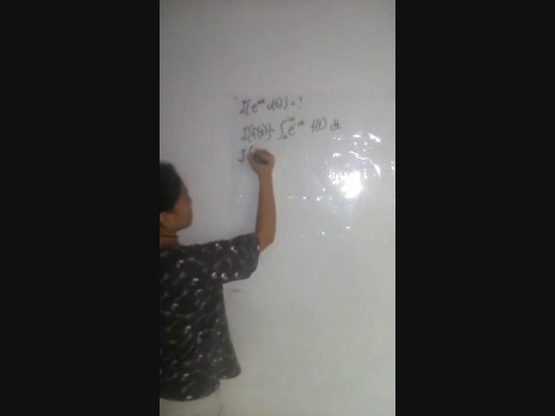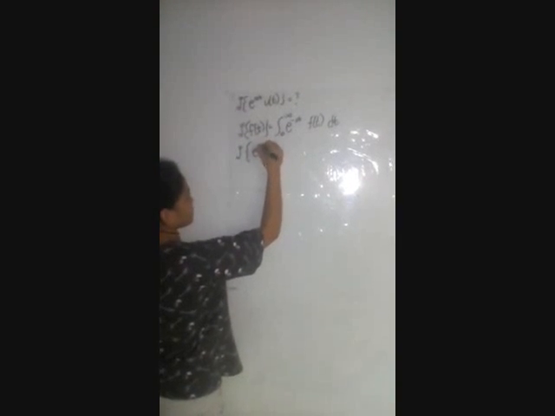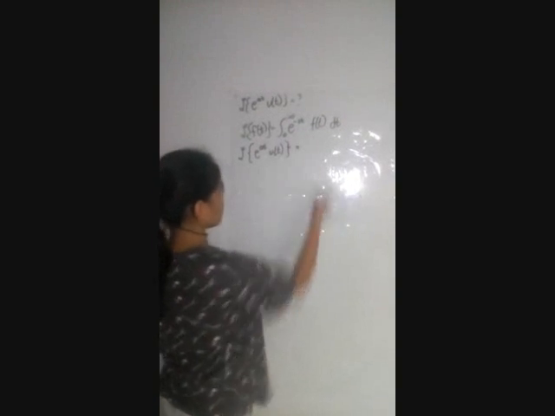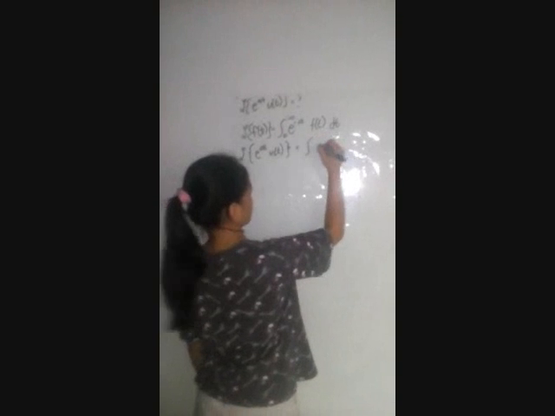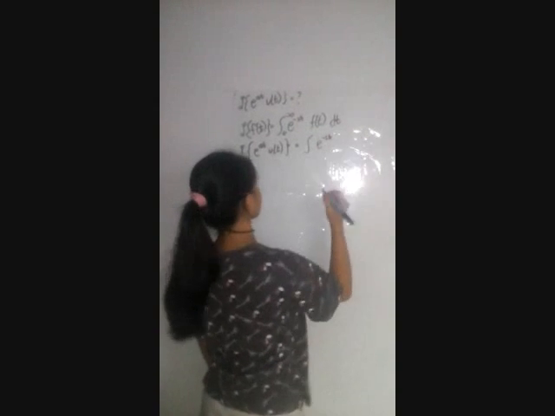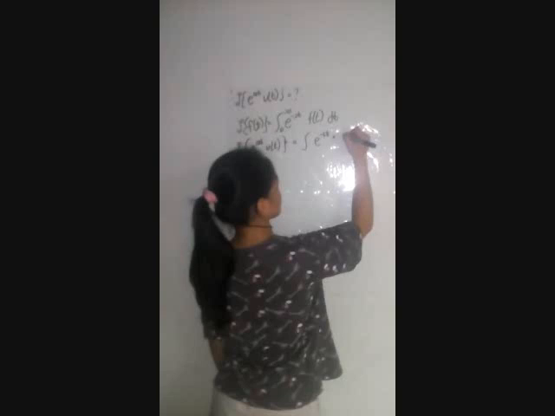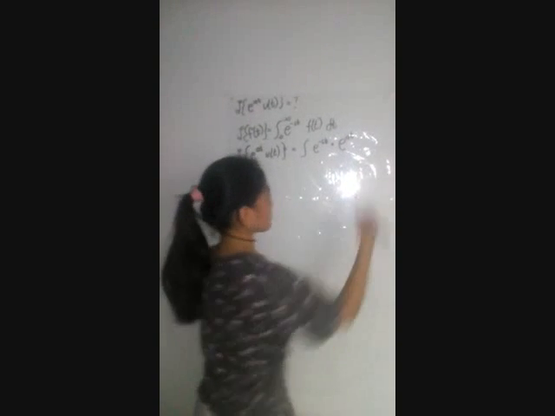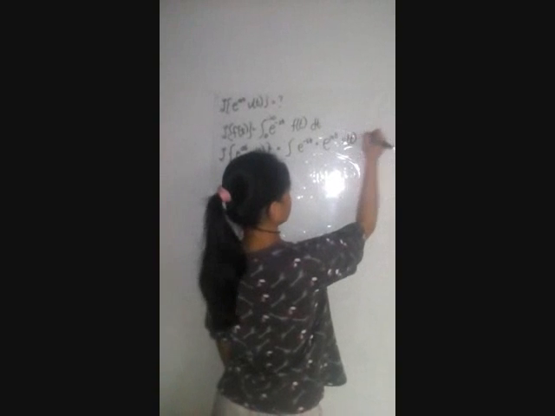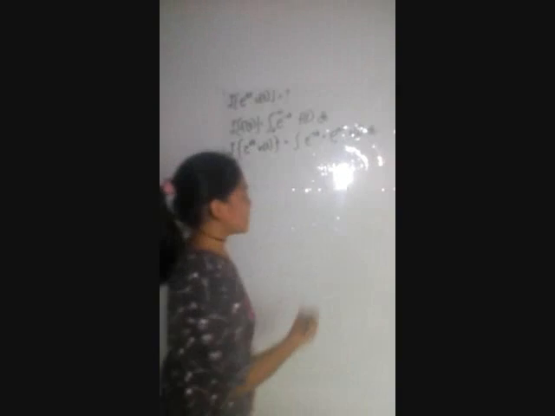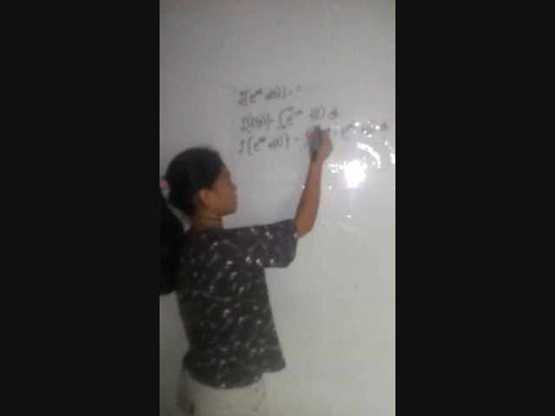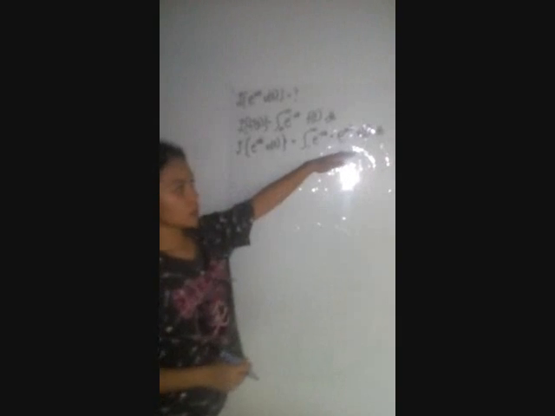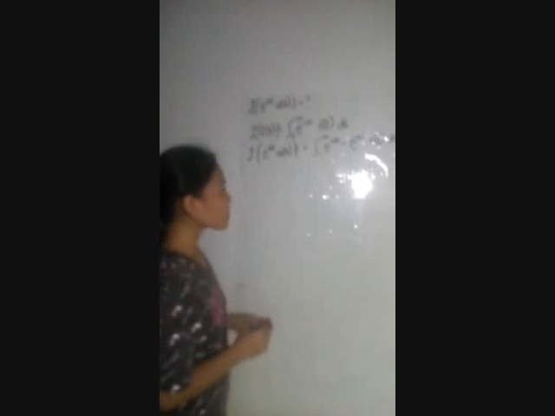So the Laplace of e raised to a t u of t is equal to the integral of e to the negative st times the f of t, which is e raised to a t u of t dt with the limit 0 to positive infinity. So how will we solve the integral?